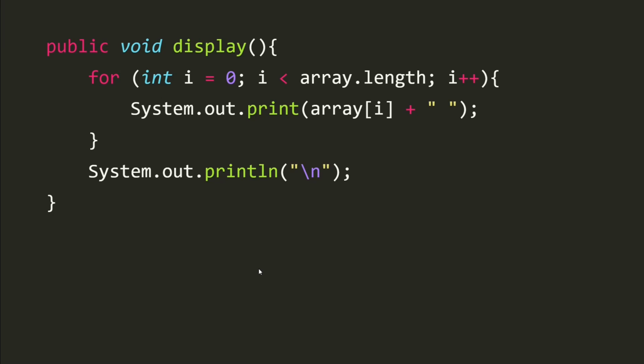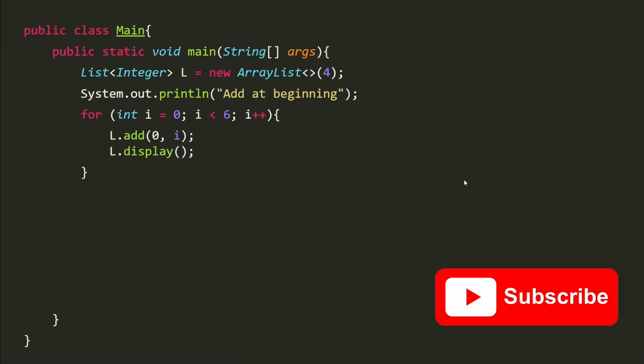And last but not least, here is our display function if you want to display the current state of your list. Finally, we have the main class, and here is our main method. We're going to create the array list that we just implemented, and we can use this to test the methods that we just built. So here we're going to add some elements at the beginning of the array list.